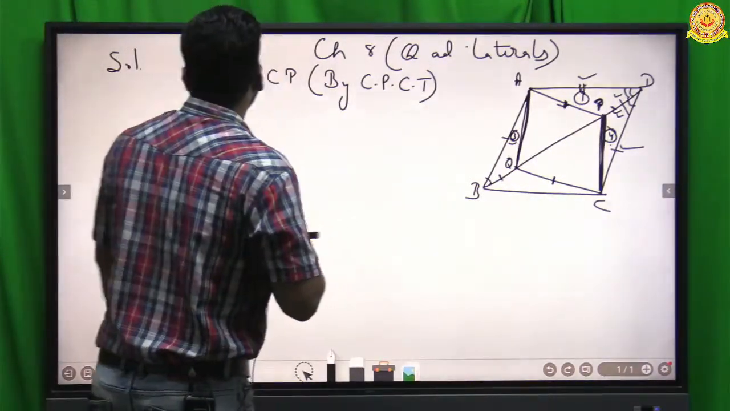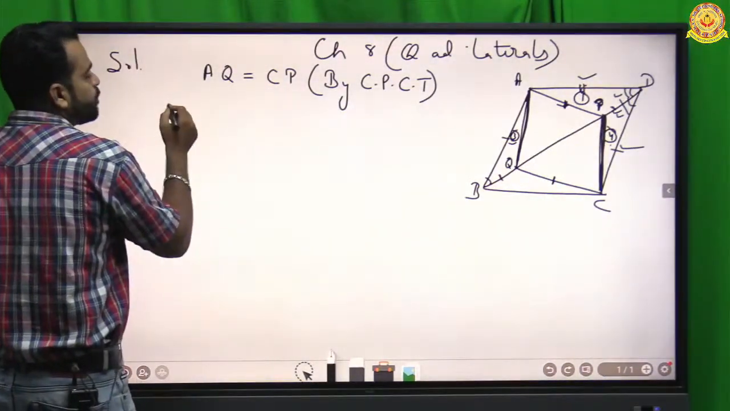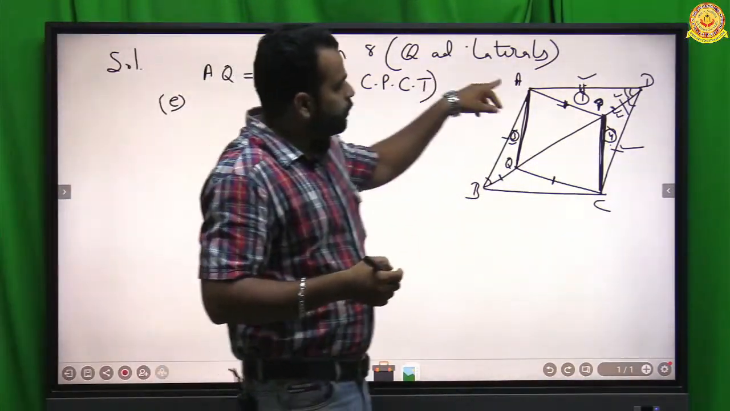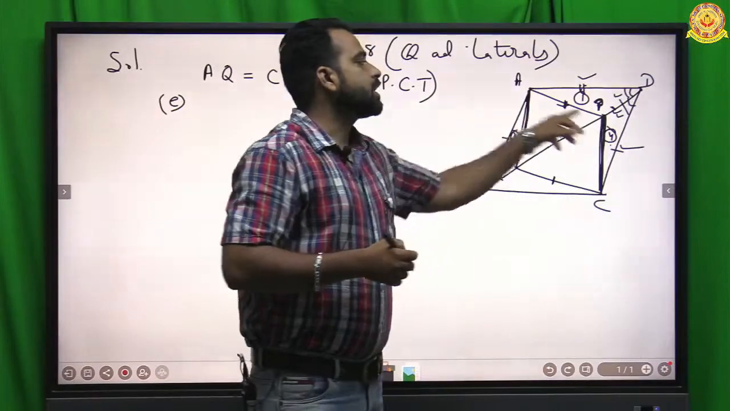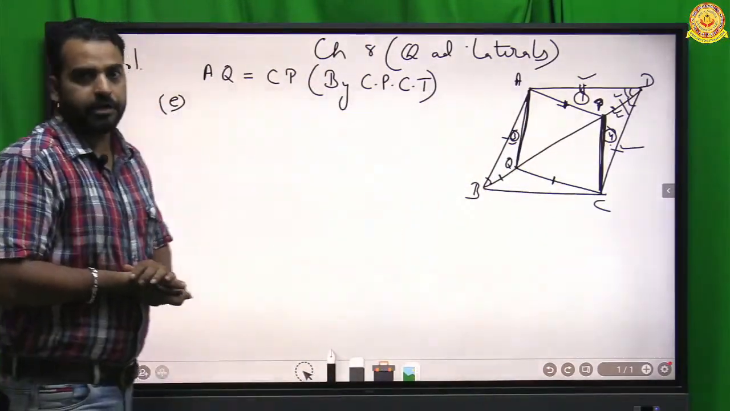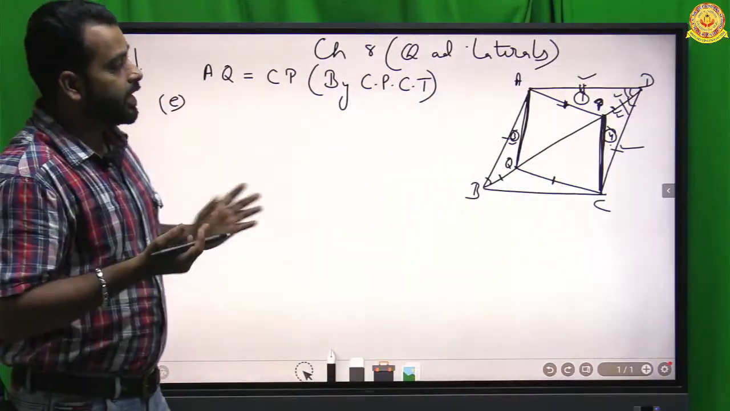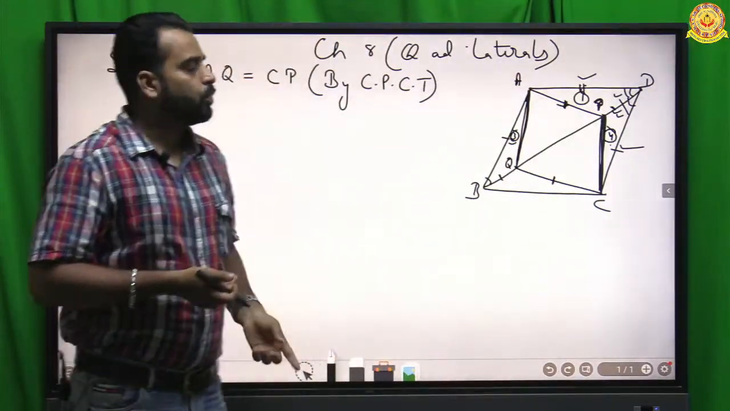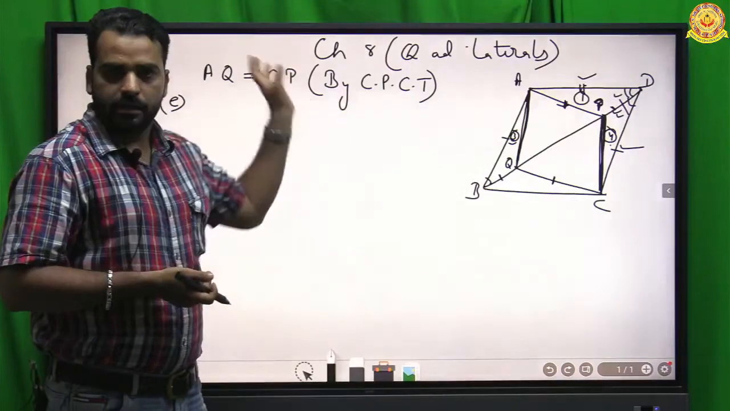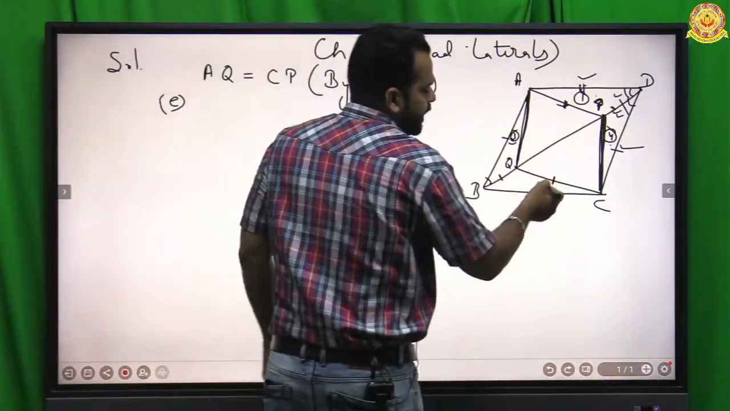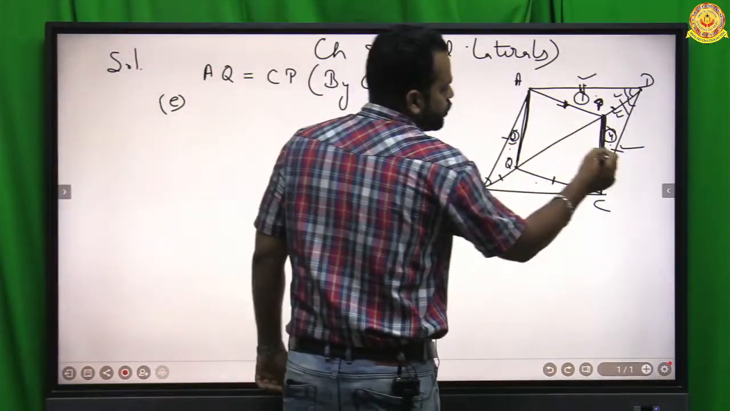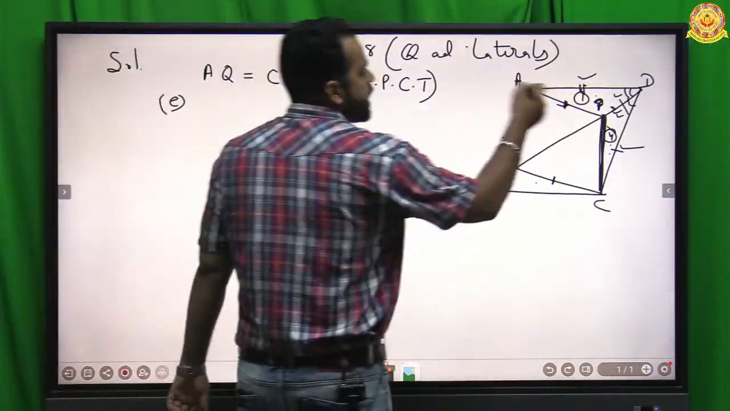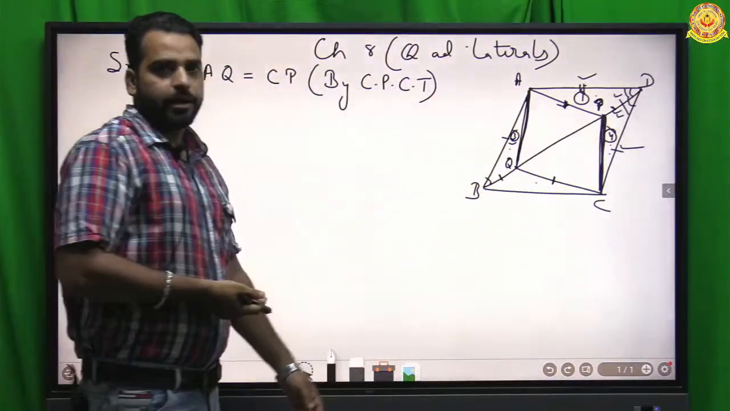So now we are taking the last point. What is that? Prove APCQ is a parallelogram. Okay, that is our major point. We need to prove that APCQ is a parallelogram. So for that only we are doing all these things. First we proved that these two triangles are congruent. Now we proved that these two triangles are congruent, and after that we can prove that APCQ is a parallelogram.